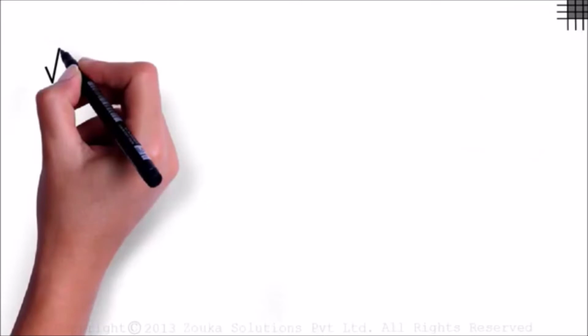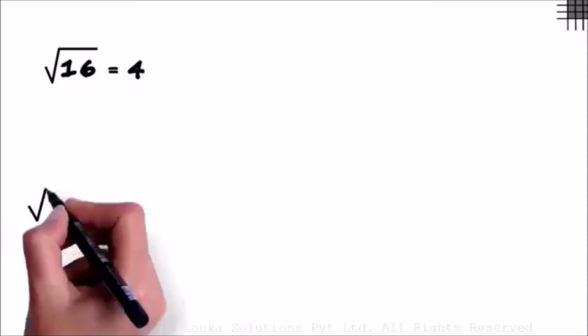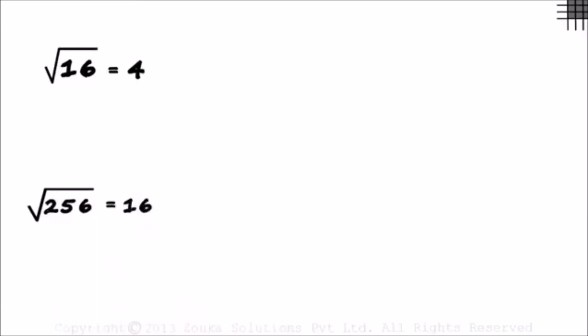Now, let's look at something really interesting about square roots. So what's the square root of 16? Yes, it's 4. This means that the square of 4 will give the number in the radical. Similarly, the square root of 256 is 16. If we square 16, we will get 256.